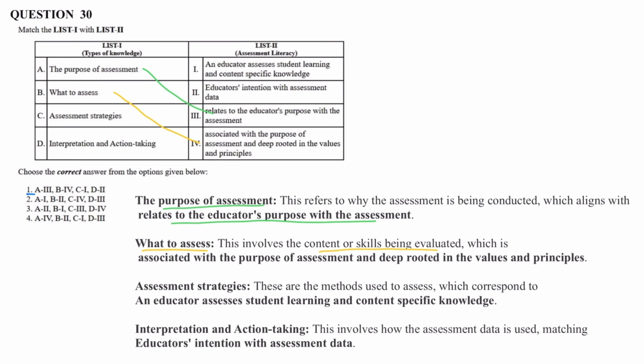Next, assessment strategies. These are the methods used to assess, which correspond to how an educator assesses students' learning and concept specific and content specific knowledge. So C matches to 1. Next, interpretation and action taking. This involves how the assessment data is used, matching educators' intention with assessment data. So D is 2. Therefore, correct answer is A3, B4, C1, D2, option 1.